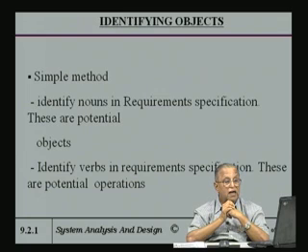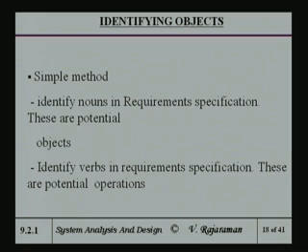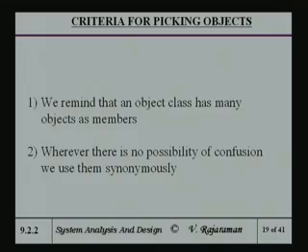Then we identify verbs in the requirements specification. These are potential operations. Not every verb is an operation. It's a potential operation, and so you have to weed out some which are not absolutely essential. We remind again that an object class has many objects as members. There is a distinction between a class and an individual object. But of course we have been using it synonymously. Literature also does it synonymously. Wherever there is no possibility of confusion, we use them synonymously. That's what we have been doing.